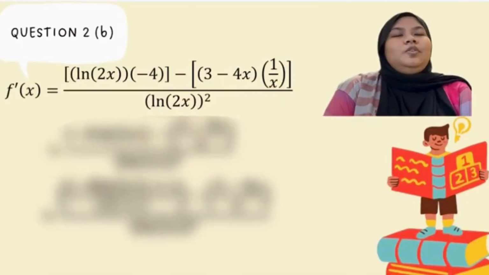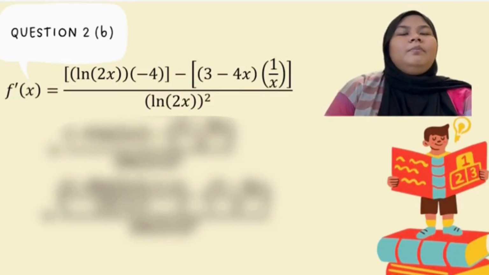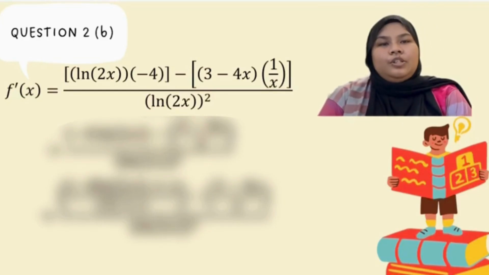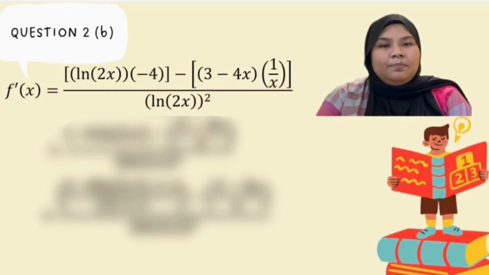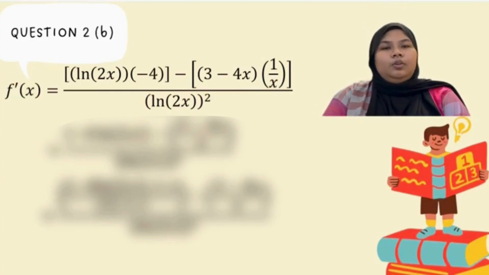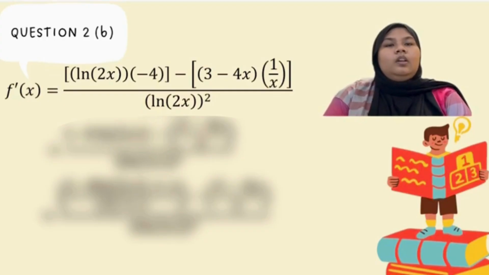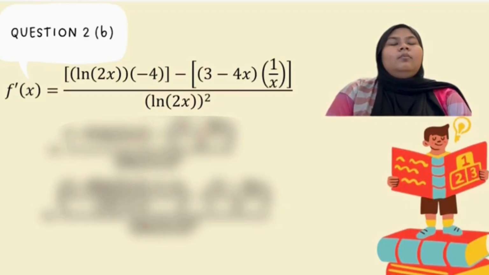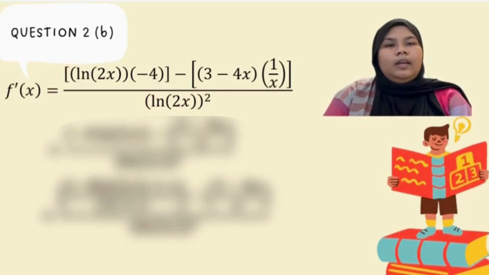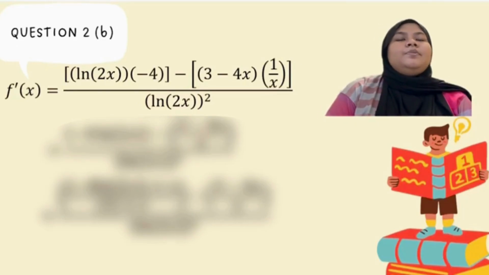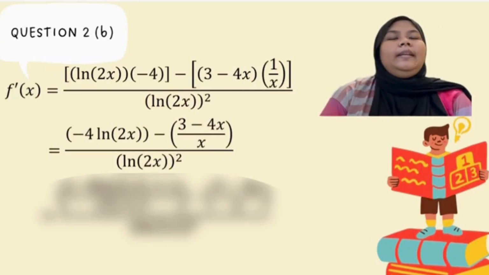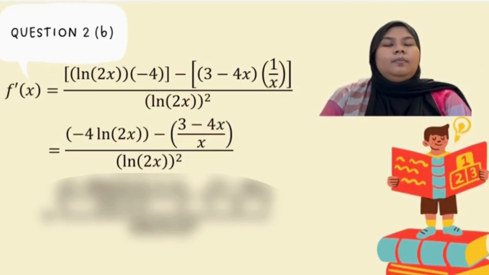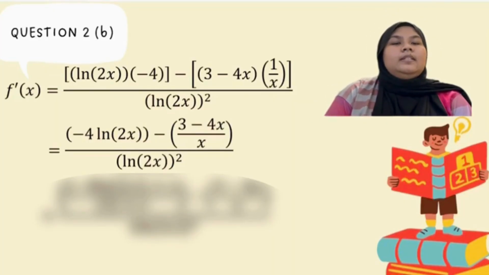Now we substitute the values of u' and v' into the quotient rule. So after substituting, f'(x) equals, the numerator is ln 2x times negative 4 minus 3 minus 4x times 1 over x, all over ln 2x squared. After substituting, we simplify each part inside the numerator. The numerator has two terms. The first term is ln 2x times negative 4.